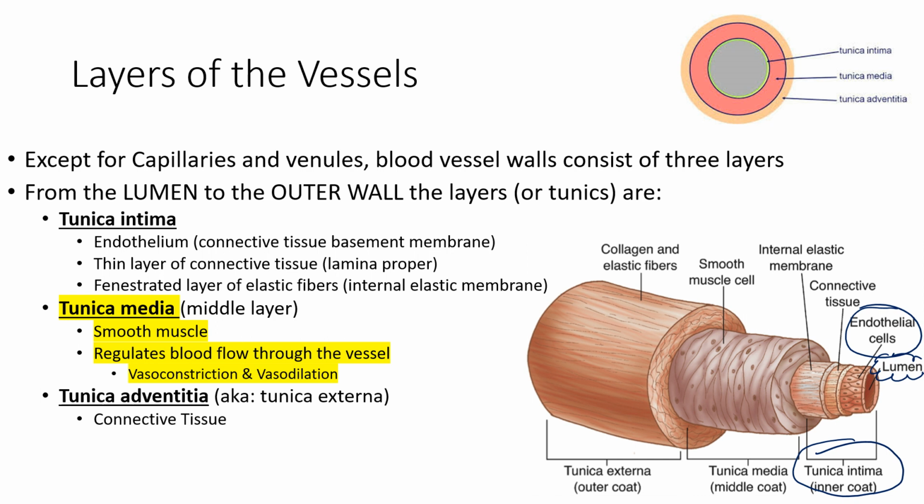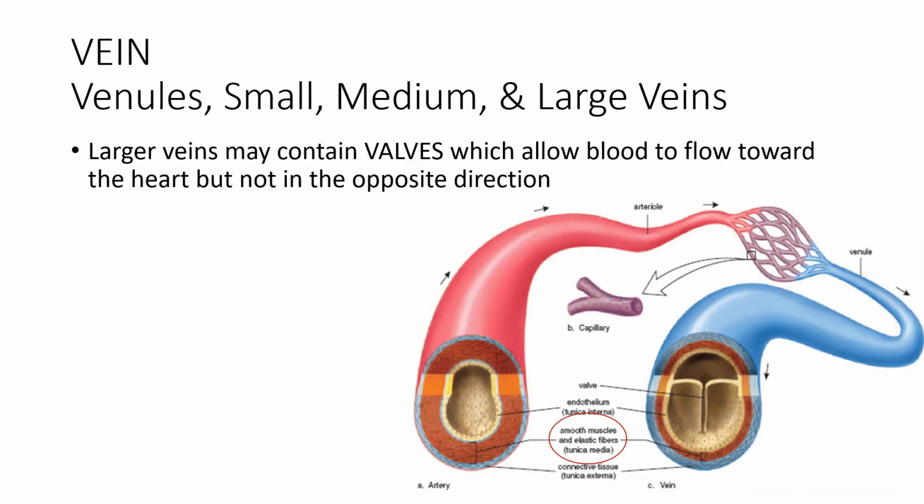And the tunica adventitia is just connective tissue. We're really not going to spend a lot of time with it. This is going to vary with blood vessel type, so not all are created equal. Arteries are going to have more than veins are going to have. Now, veins come in different sizes, just like arteries: small, medium, and large. Venules are going to be smaller in size. Veins are going to be the larger ones.